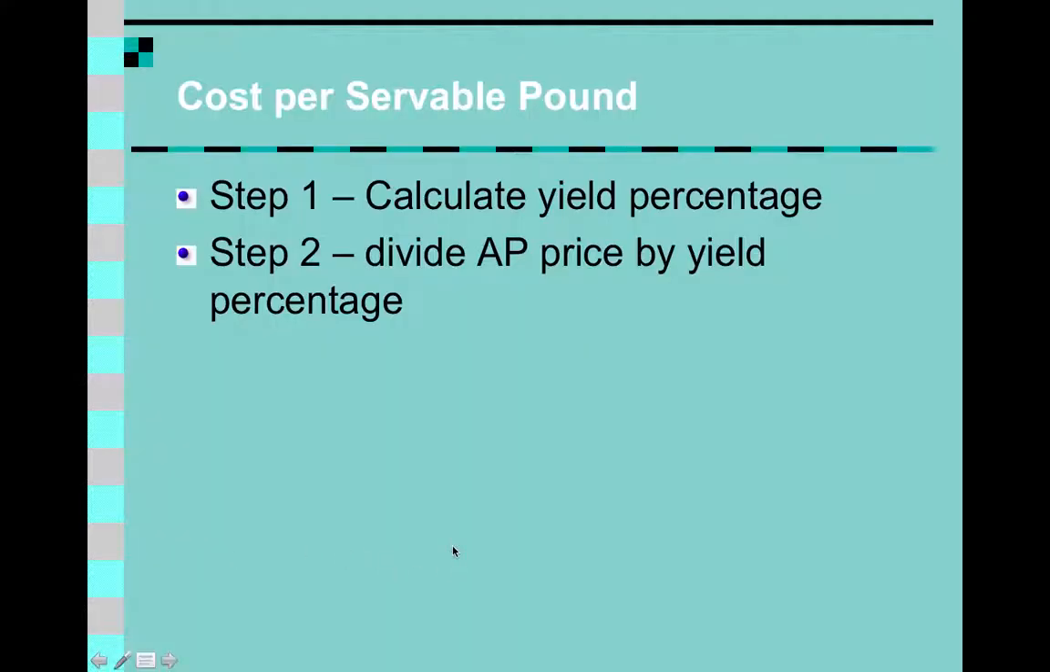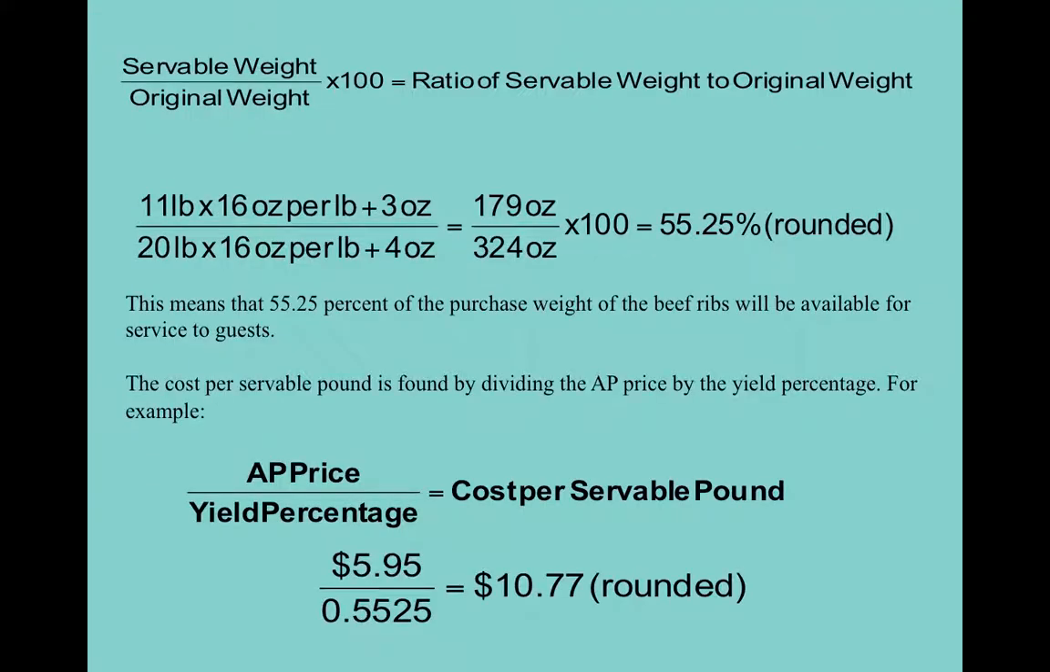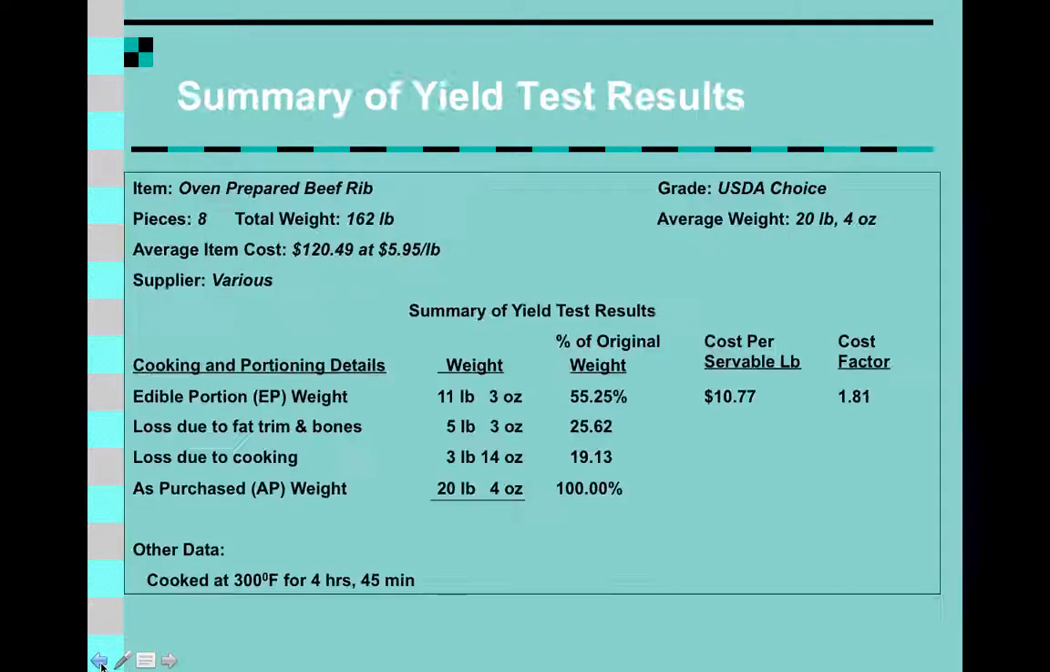All right, if we wanted to determine our cost per servable pound, the first thing we need to do is calculate the yield percentage, and then we're going to divide the AP price, the purchase price, by the yield percentage. So here's an example. We would want to calculate our ratio of servable weight to original weight using servable weight, dividing it by original weight, times 100.